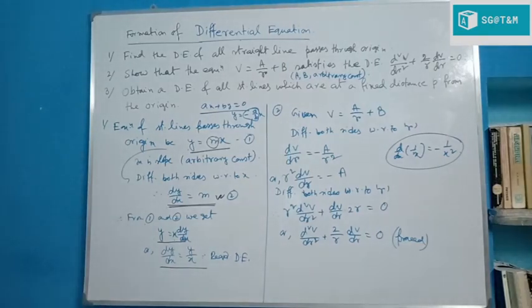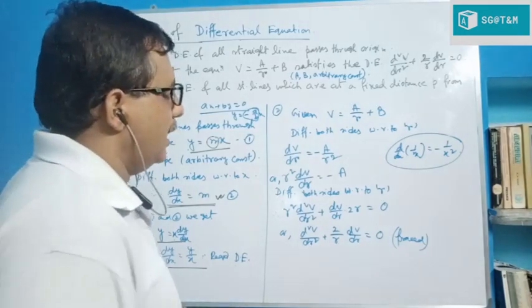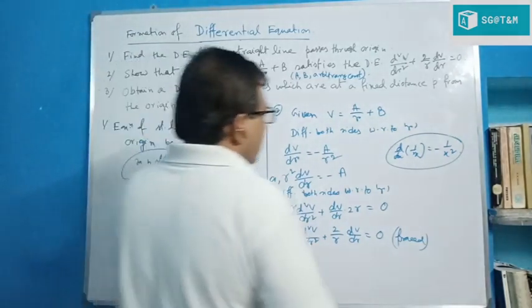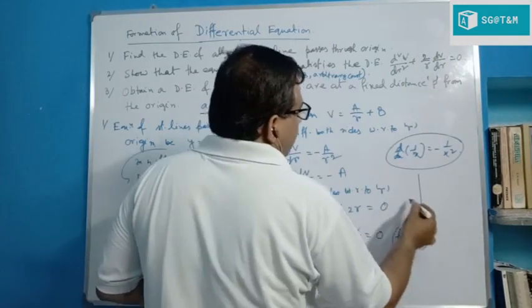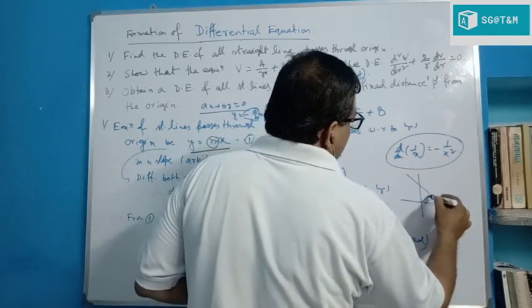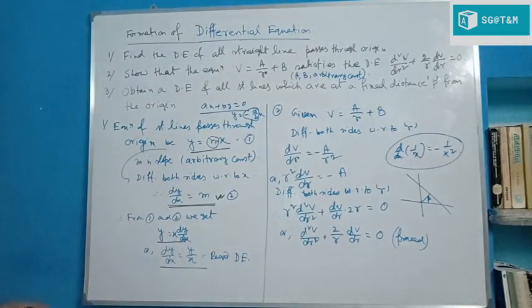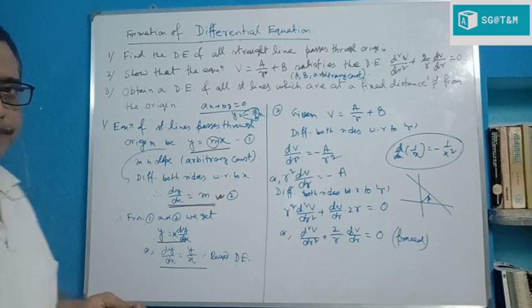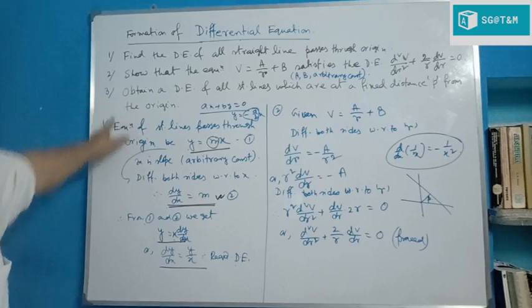And problem number 3: obtain a differential equation of all straight lines which are at a fixed distance p from the origin. That means we have to find the differential equation of all straight lines whose distance from the origin is p. Okay, so do it now. Try it yourself and send it to me after the class. It is for your class work.